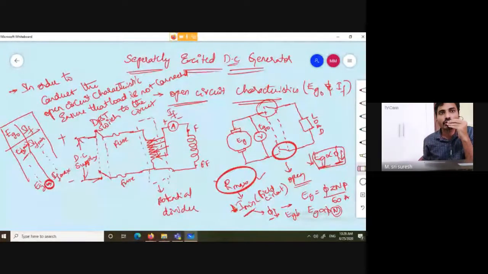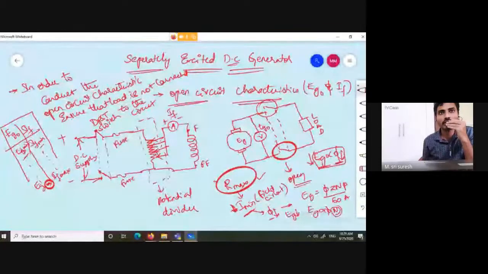Okay. So now, by varying this potential divider in steps, what happens? The resistance value is decreased. How is it decreased? Initially, we are placing it at maximum resistance position, but now we are moving it to minimum resistance. Resistance is cutting off. The resistance is decreased, so what happens to current? Current will increase. Current in the field circuit is increased. If the current in the field circuit is increased, what happens to the flux? Flux is increased.